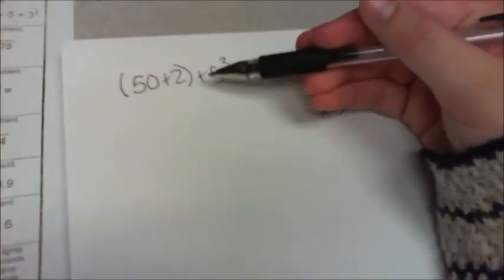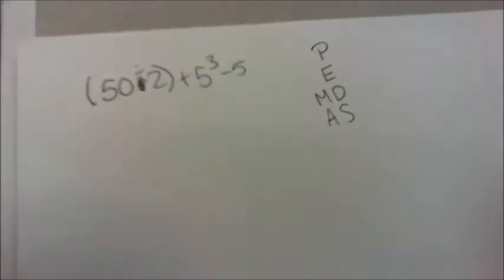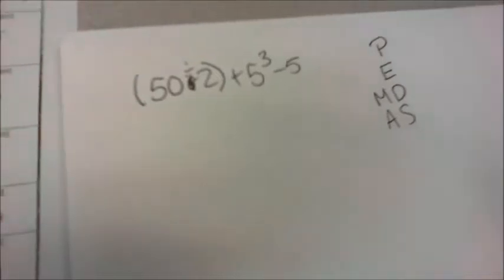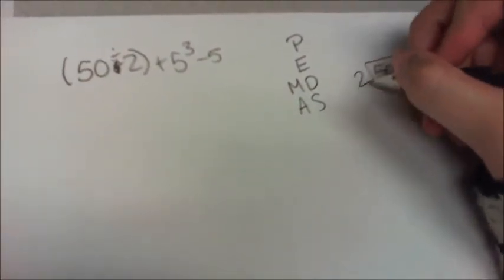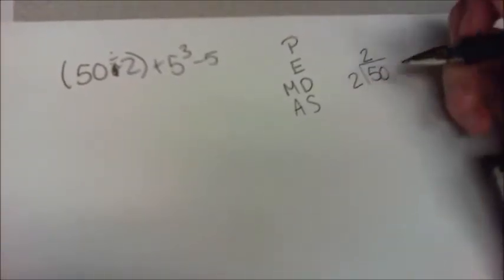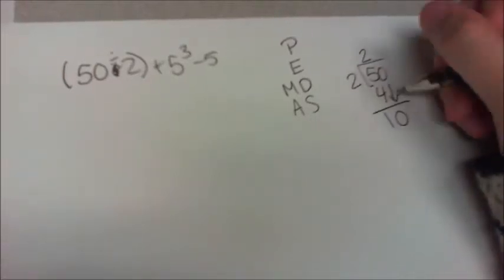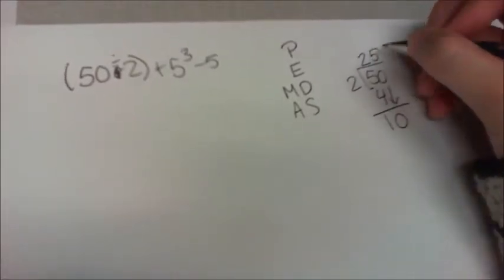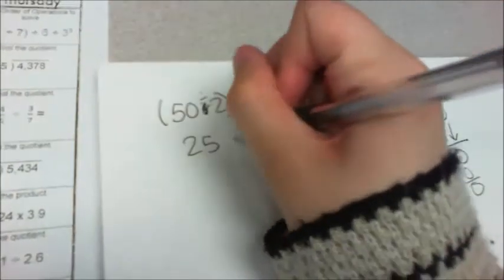Parentheses first, which we have. 50 plus 2 is, oh, it's not plus 2 though, it's divided by 2. I just saw. Yep, 50 divided by 2. So, let's go ahead and do 50 divided by 2. 2 goes into 5 2 times. 2 times 2 is 4. Subtract, bring down the 0, 2 goes into 10 5 times, 5 times 2 is 10, subtract, we get 0. So 50 divided by 2 is 25.